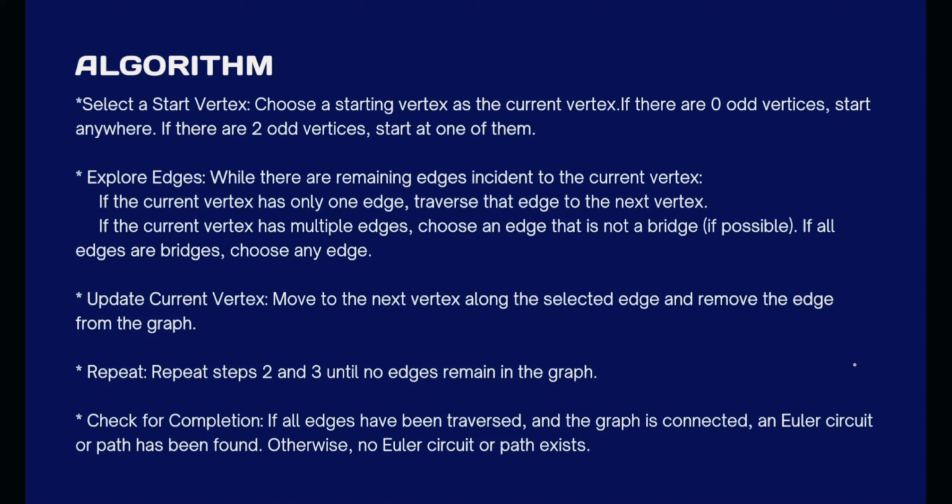First of all, we need to select a starting vertex. Choose a starting vertex as the current vertex. If there are 0 odd vertices, start anywhere. If there are 2 odd vertices, start at one of them. If it has 0 odd vertices, then it has an Euler circuit. Or if it has 2 odd vertices, it has an Euler path. Remember this point.